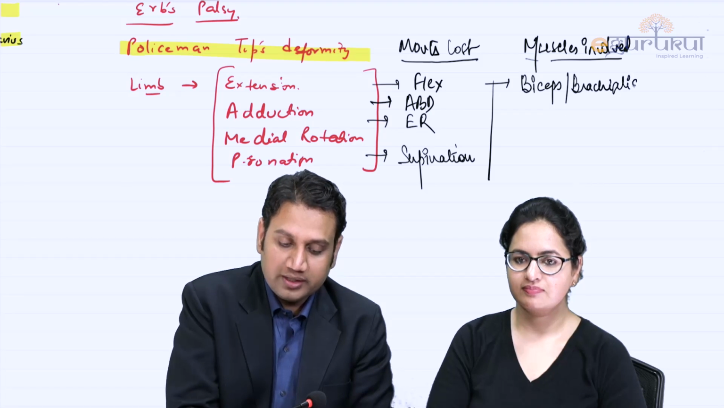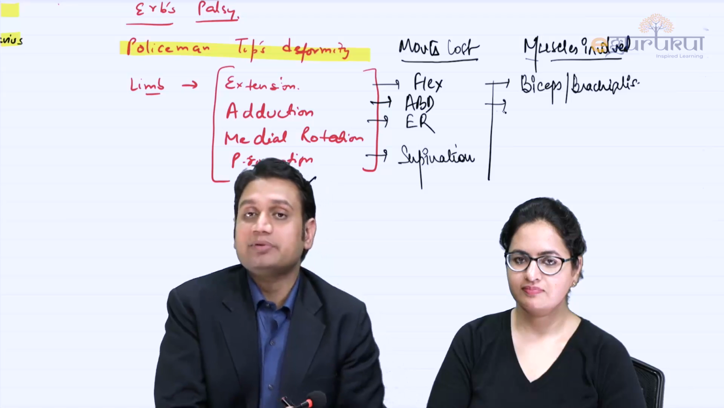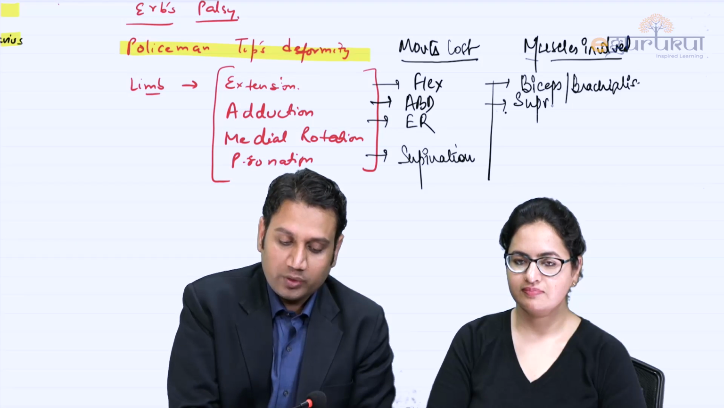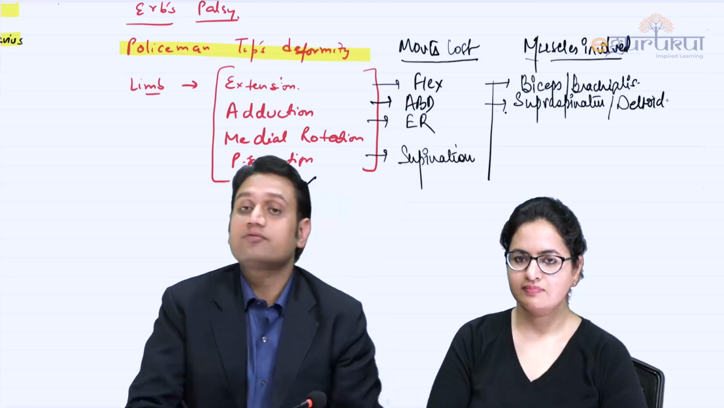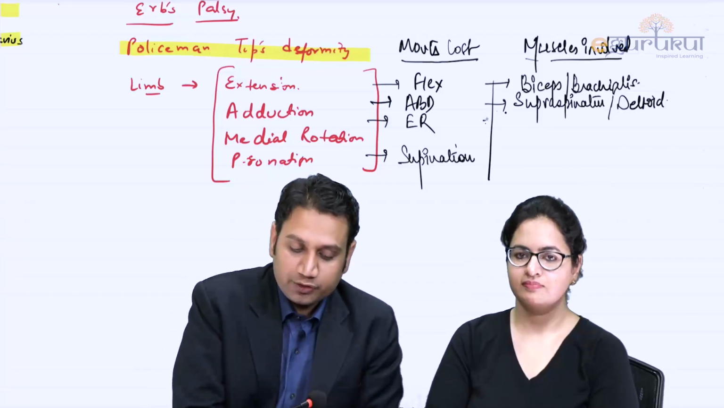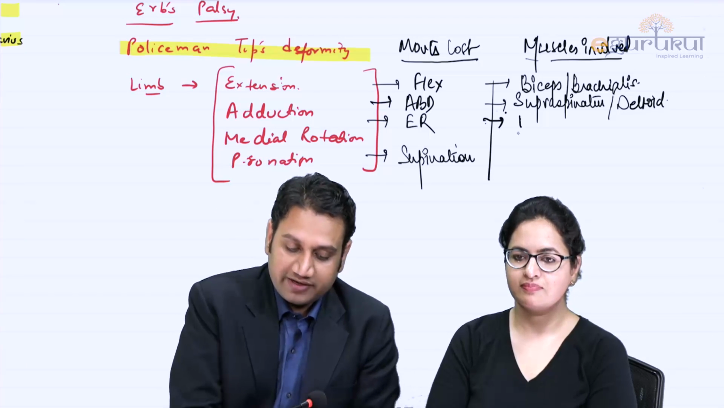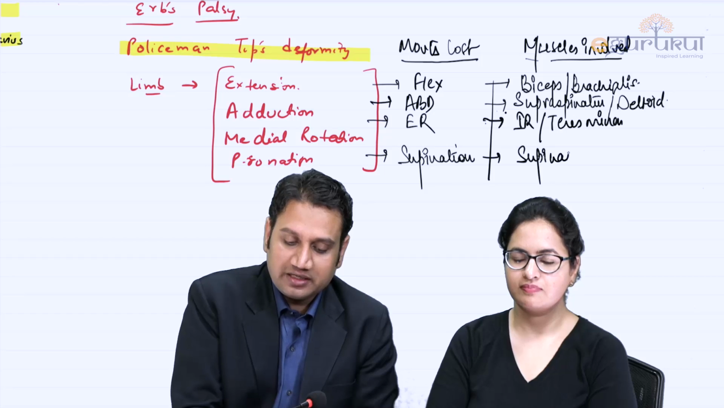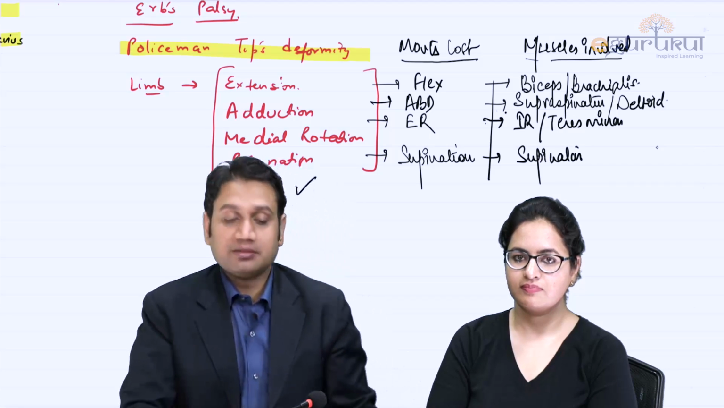Okay, so these two are involved. If the abduction is hampered, that means he's not able to abduct. So which muscles initiate your abduction? One is supraspinatus, and after supraspinatus, what's that? It is deltoid. So these two are gone from the abduction part. External rotation, which two muscles? The infraspinatus and the teres minor. Okay, and when supination is lost, obviously the supinator muscle is involved. So these are the muscles involved.